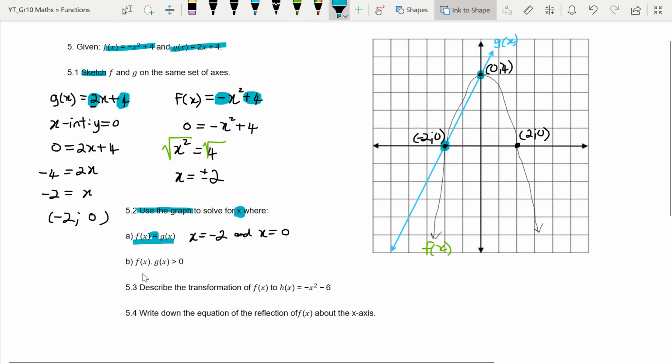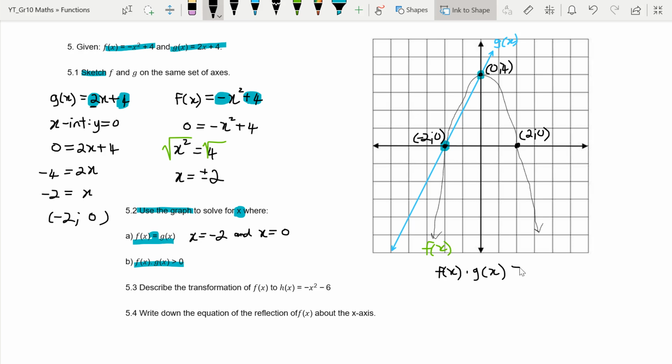So it says, track with me. It says that f of x times g of x is bigger than 0. Now, I agree with you. When we just see that, we're like, what on earth does that even mean? Okay, let's break it down. If they say that f of x times g of x is bigger than 0, let's put that in words.